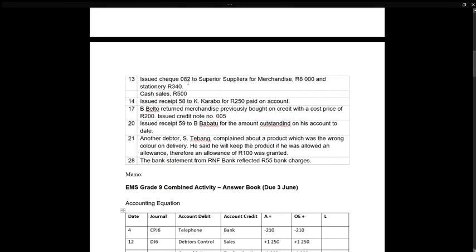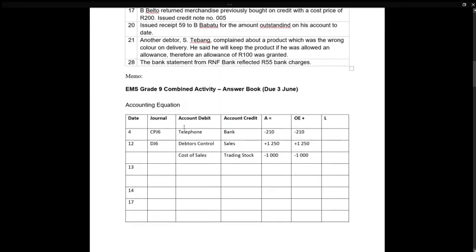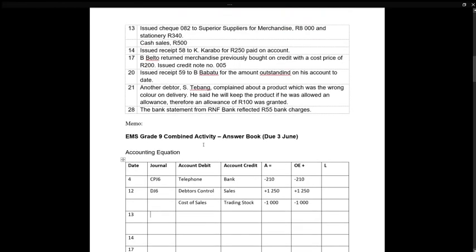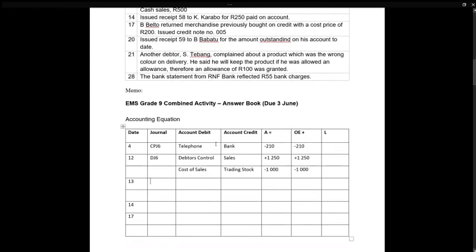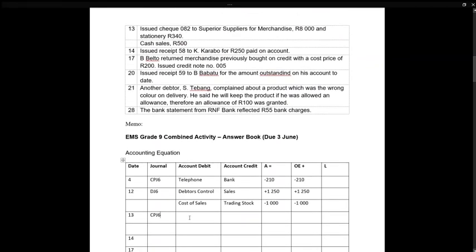Issued checks 082 to superior suppliers for merchandise 8,000 Rand and stationery 340 Rand. Very importantly, we bought two different products with one check from the same supplier. Okay, so this took place. It's a cash journal, cash payment journal number 6, account being debited. First of all, we bought merchandise, that will be trading stock.